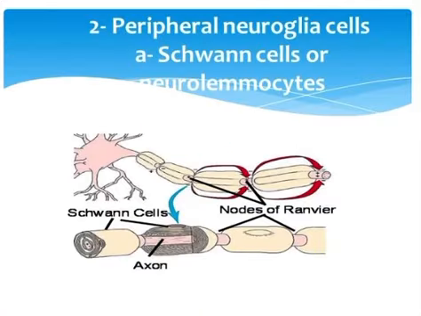In the peripheral nervous system, the main peripheral neuroglial cells are the Schwann cells, which are the principal glial cells of peripheral neurons. These cells can be found in two types: myelinating and non-myelinating Schwann cells.